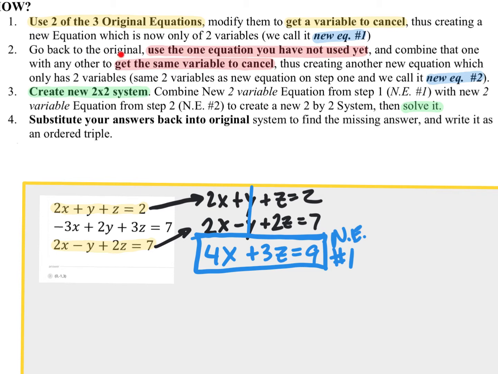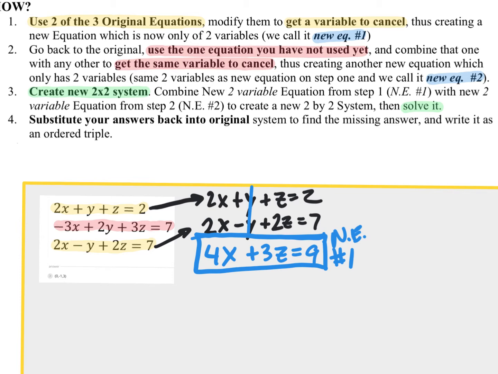It says go back to the original, use the one you have not used, and get the same variable to cancel. Okay, so which one have I not used? The middle one, obviously. I'll just highlight that in red just to stay color coordinated with this red up here. We're using the middle one, and we want this same variable to cancel. I need this positive 2y to disappear. So how am I going to get this 2y to disappear? I could use the top one and multiply it by negative 2, or I could use the bottom equation and just multiply it by 2, right? I'm going to go with the bottom.